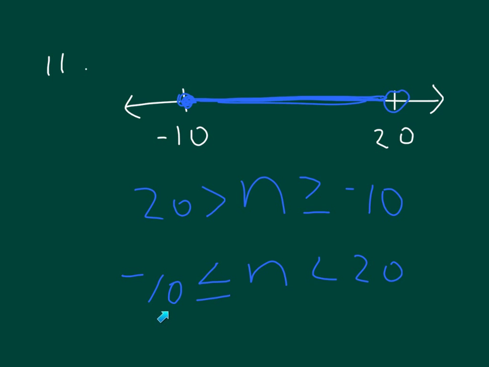I can read this as negative 10 is less than or equal to the number, and the number is less than 20. Or I could read it, the number is less than 20, and the number is greater than or equal to negative 10. And I can read this one as the number is greater than or equal to negative 10, and the number is less than 20. Or I could read it as 20 is greater than the number, and the number is greater than or equal to negative 10. Now, either of these two is the correct solution to number 11. Pick the one that makes the most sense to you.